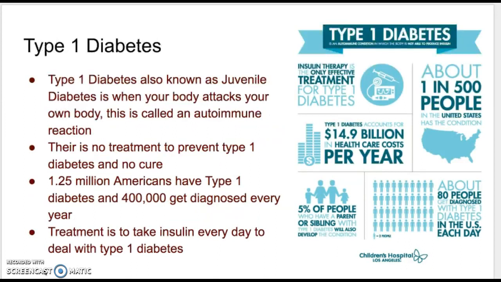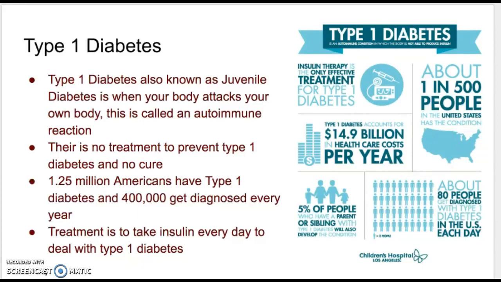One of the types of diabetes is type 1 diabetes, also called juvenile diabetes. Type 1 diabetes is when your body basically attacks itself. This is called an autoimmune reaction. There is no cure for type 1 diabetes, and the main treatment is to take insulin every day, and without it, you cannot live. This also means that the healthcare costs are skyrocketing for the amount of insulin people with type 1 diabetes need.